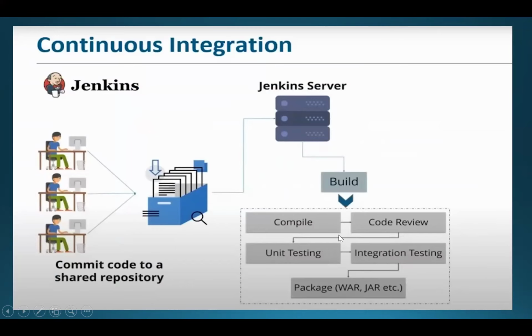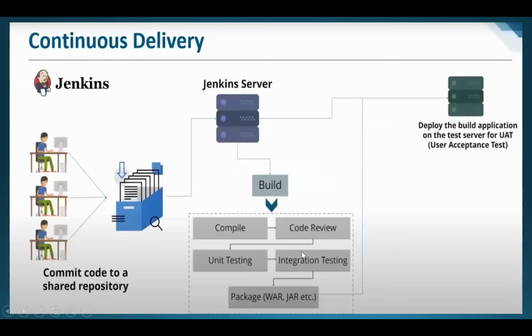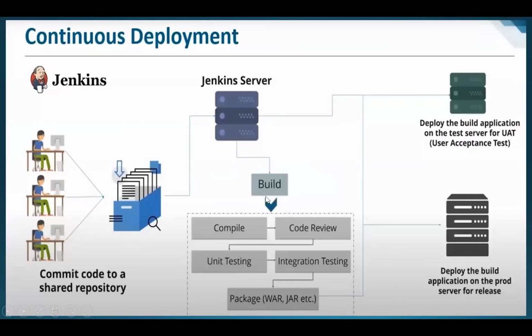But this application is available in the Jenkins server itself, not in your server. What do you want? If you want, instead of the Jenkins server, you build in my server. Then what will happen? It is known as continuous delivery. So Jenkins is not building in its server, it is building in your server. But what happens if Jenkins builds it in a server of its own and then transports it to your server? Then it is known as continuous deployment. I hope it is not confusing.